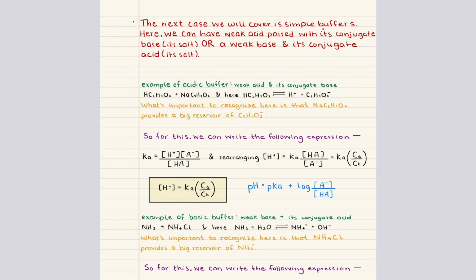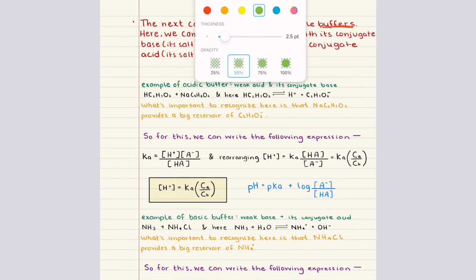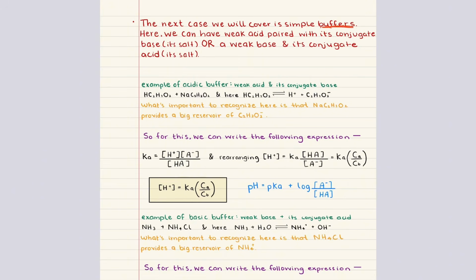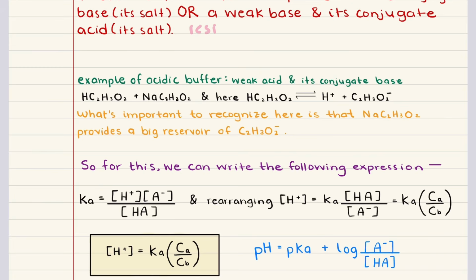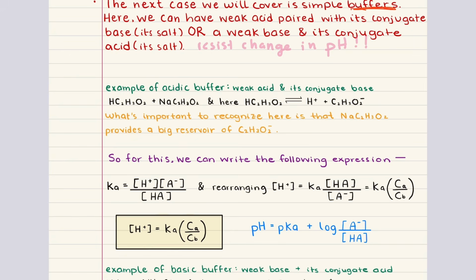So first, let's ask, what exactly is a buffer, and why do we care about them? A buffer is a solution that can resist changes in pH when small amounts of acid or base are added. Buffers are incredibly important. They're everywhere in chemistry and biology. For example, blood is buffered at a pH around 7.4, and if that buffer system stopped working, even small chemical changes in the body would cause huge problems.